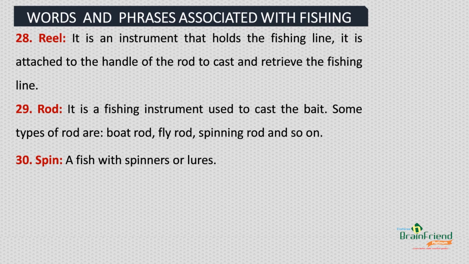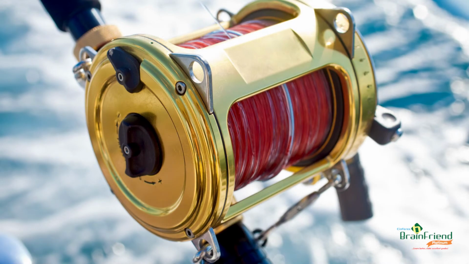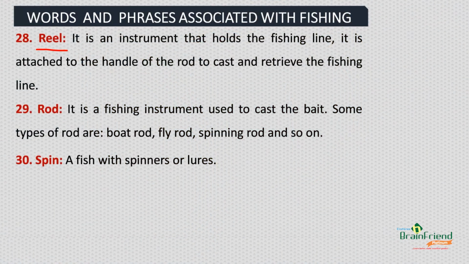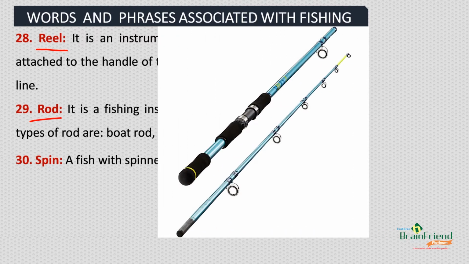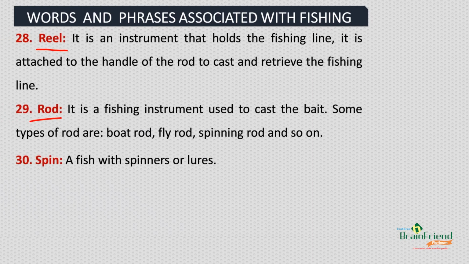I'm sure you've heard me mention the word reel more than once. A reel is an instrument that holds the fishing line. It is attached to the handle of the rod to cast and retrieve the fishing line. Next, we have the word rod. A rod is a fishing instrument used to cast the bait. We have different types of rods. For example, we have the boat rod, the fly rod, the spinning rod, and so on.